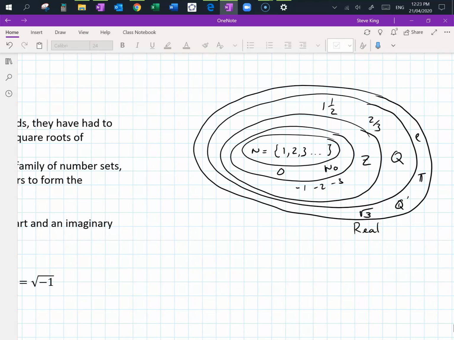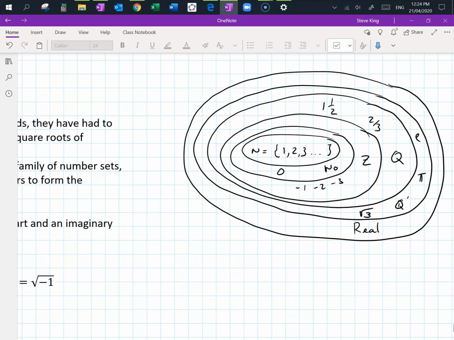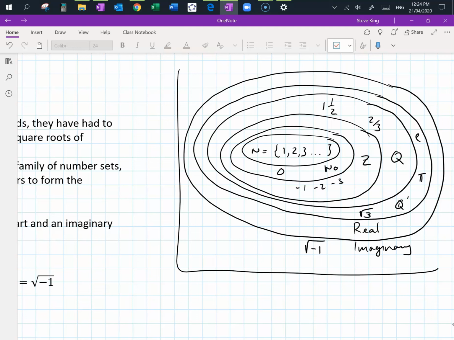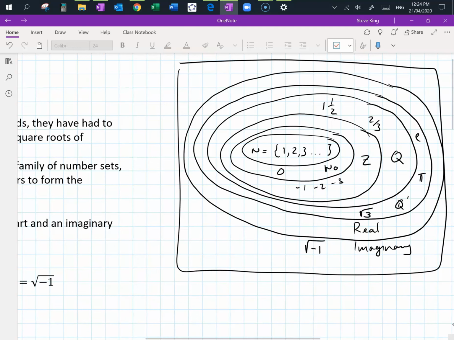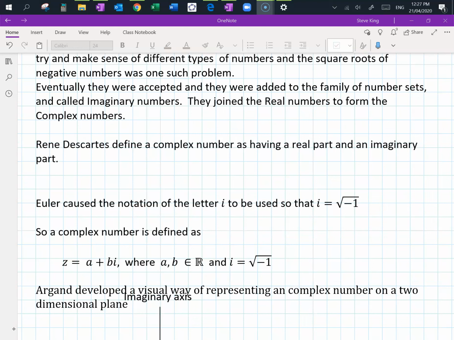And then the work that Cardano and others did brought another layer onto this. And that was the set of imaginary numbers, and that's where we start to take things like the square root of -1. These are the imaginary numbers. And altogether, this big set is what we call the complex numbers. So, as I said, various people worked on the idea of complex numbers.